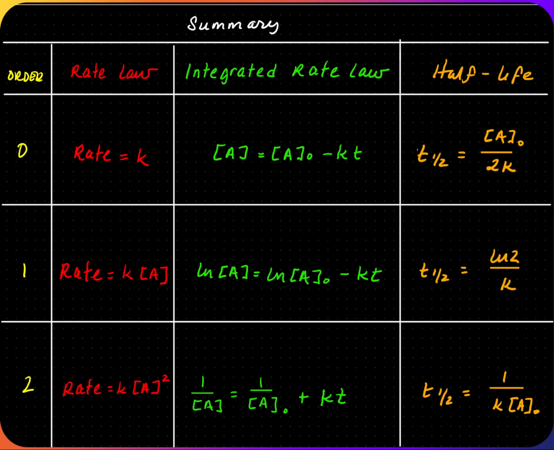So for zero order, we know the rate law and the integrated rate law. The half-life for zero order is T1/2 equals the initial concentration divided by 2k, in which k is the rate constant. For first order, T1/2 is equal to natural log 2 over the rate constant k. For second order, T1/2 is equal to 1 over k times the initial concentration. You need to memorize all the integrated rate laws and the half-life formulas, as well as what they look like graph-wise.